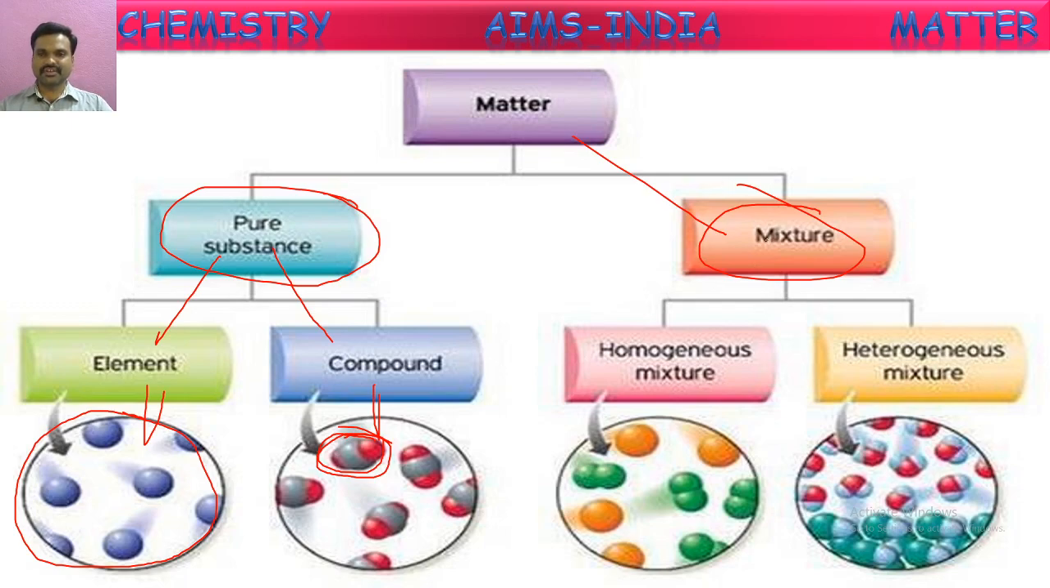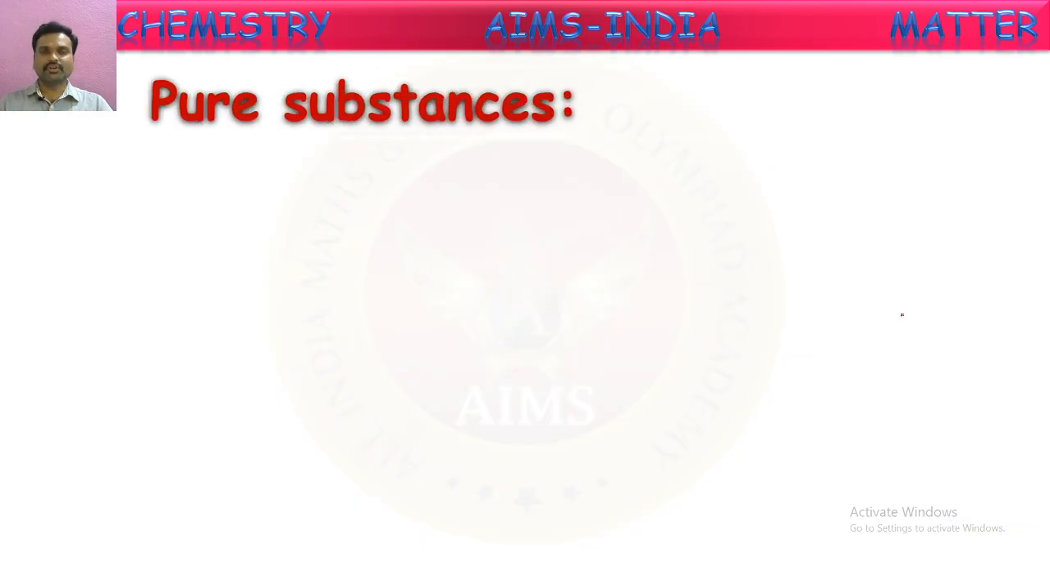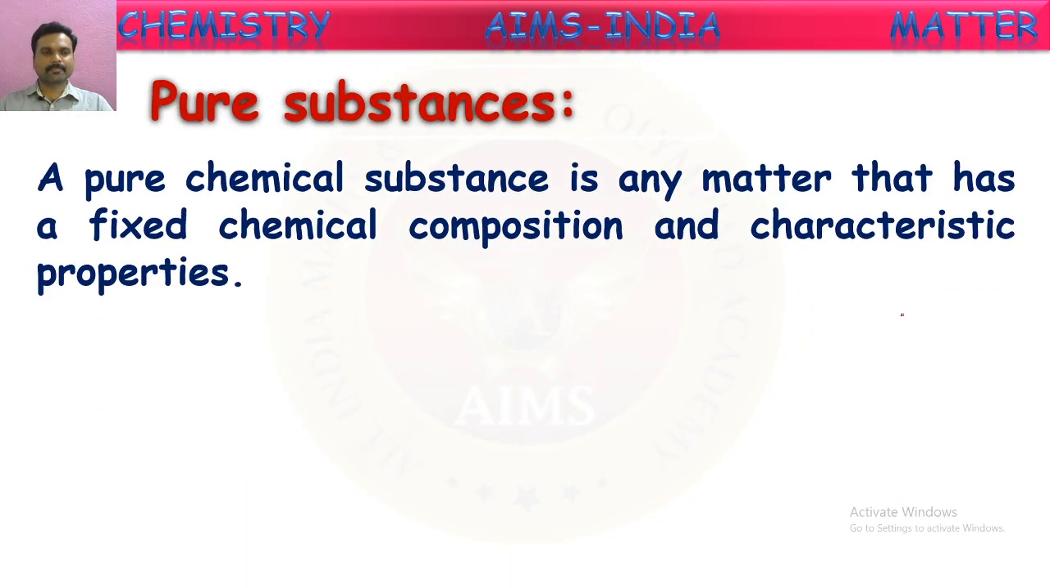So these impure substances are again of two types, heterogeneous and homogeneous mixtures. So this is about the chemical classification of matter. Let us see these one by one. First, about pure substances. A pure chemical substance is any matter that has a fixed chemical composition and characteristic properties.